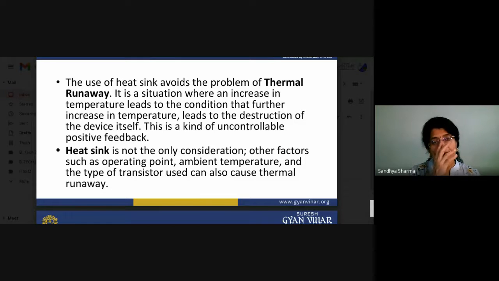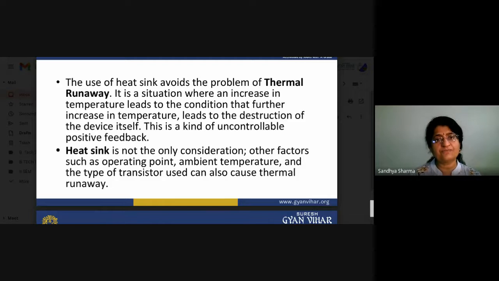So for maintaining the operating point, you have to work on the stability factors, and for maintaining stability we have used different methods for keeping the operating point under control. We also have to see that there is a relation between collector current and temperature. So it is a very important factor that you have to control your temperature. If you control the temperature, the increase in collector current IC will also be maintained. So here is the reason.